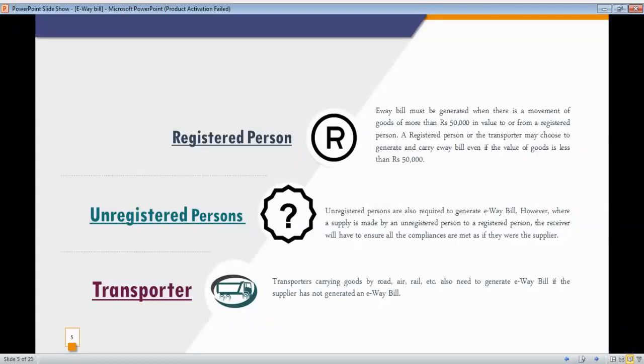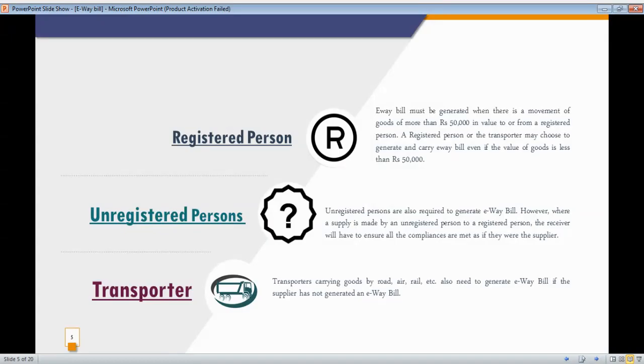And the next one is the unregistered person. Here, if the consignor or a consignee is not registered for GST, the goods still need to be transported. The registered transporter who transports the goods can generate the e-way bill, and the responsibility falls to the transporter because they are handling the movement of goods and need to comply with legal requirements. However, where a supply is made by an unregistered person to a registered person, the receiver will have to ensure all the compliances are met as if they were the supplier.